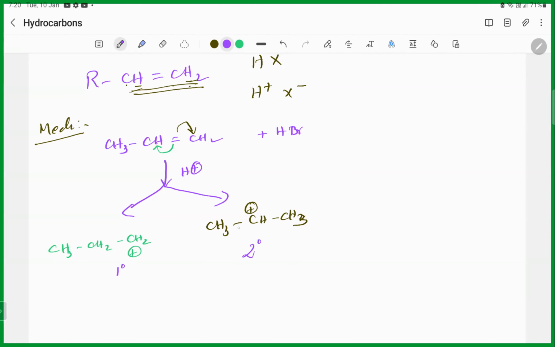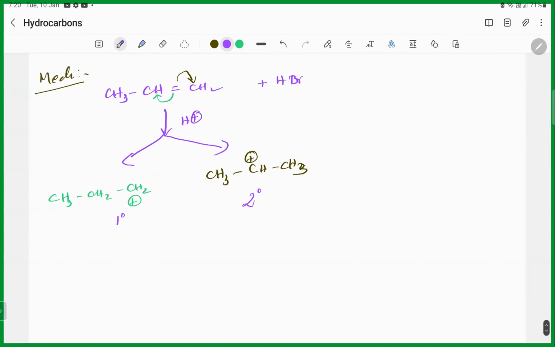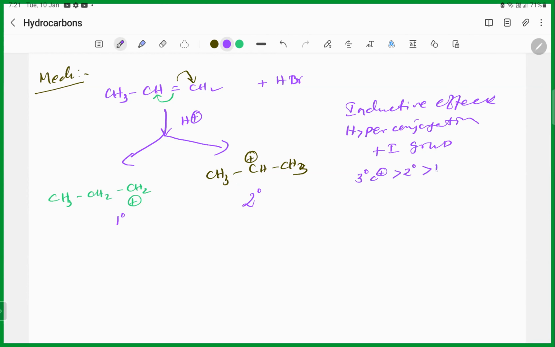It's a secondary carbocation because the carbon which bears a positive charge is attached to two carbon atoms. Now, if you look at the stability of the carbocation, the inductive effect and hyperconjugation can combinedly explain that the methyl group will be a plus I group. So the plus I group increases the stability of the carbocation. According to that, the tertiary carbocation will be more stable than secondary, which in turn is more stable than primary, then the methyl carbocation. This is the order.